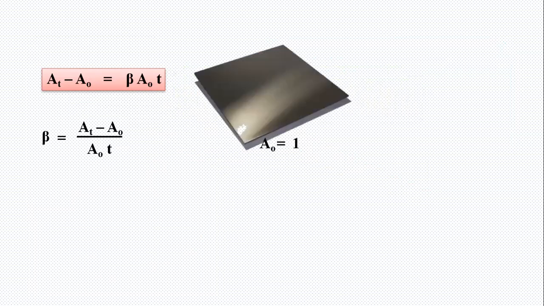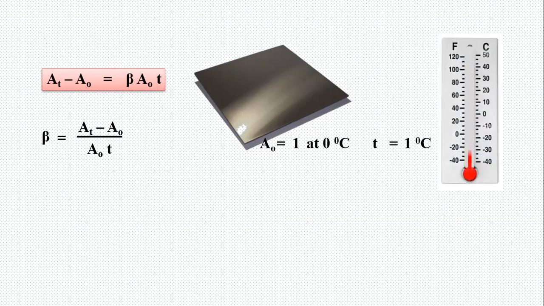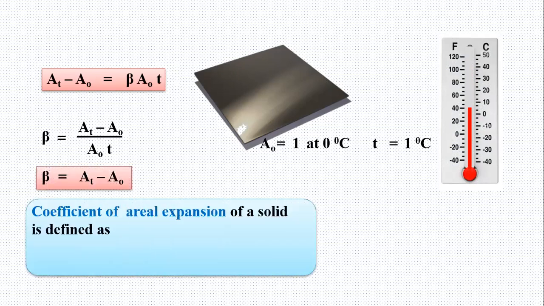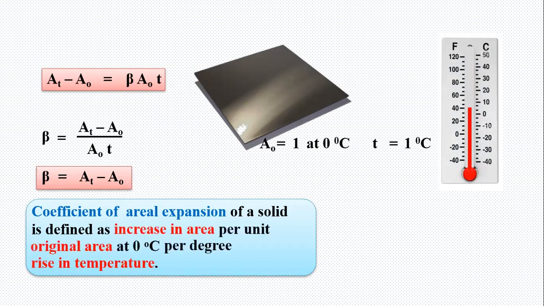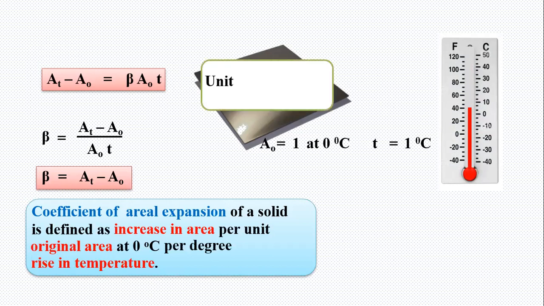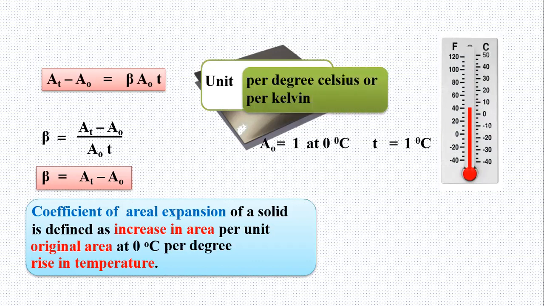A0T. Now if we suppose the initial area A0 is 1 and initially the increase in temperature is just 1 degree Celsius, then beta is what? It is increase in area per unit area per degree rise in temperature. So coefficient of areal expansion of solid is defined as increase in area per original area at 0 degree Celsius per degree rise in temperature. Now again we have to think practically. So what is the unit for this beta? That is again per degree Celsius or per Kelvin.